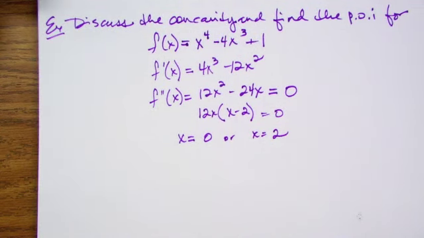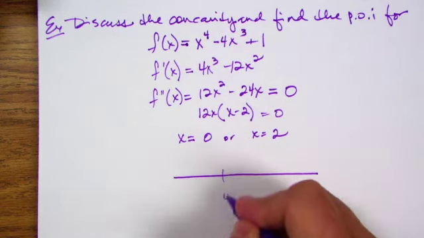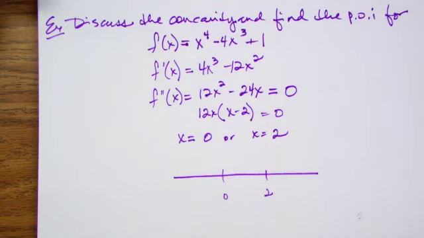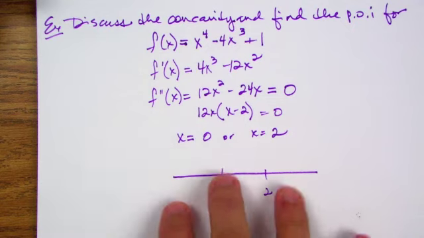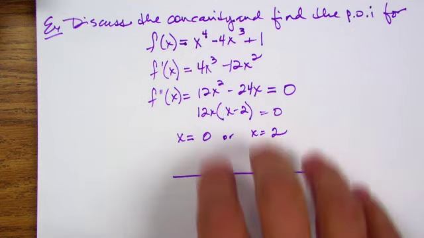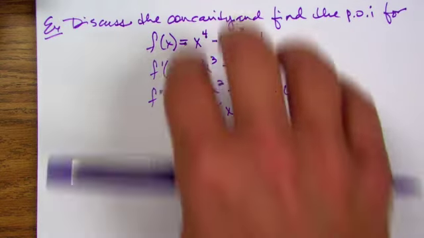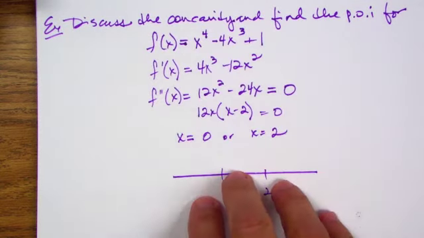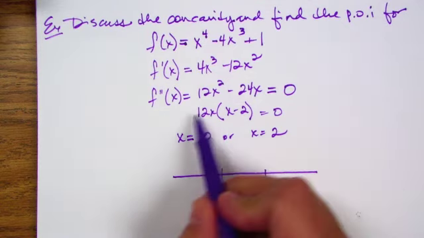We're going to create another sign chart, just like we did before. I got 0, and I got 2. This sign chart is going to be about concavity. Where do I need to test my values? In the second derivative, right? I don't want to test in the first derivative, because that tells me increasing, decreasing. I don't want to put it in the original, because that gives me y values of potential points of inflection. So I'm going to test this in the second derivative.